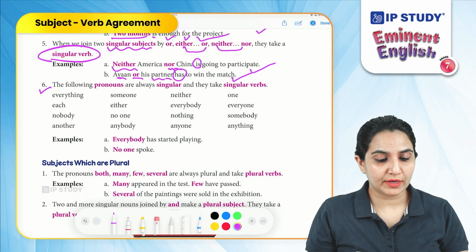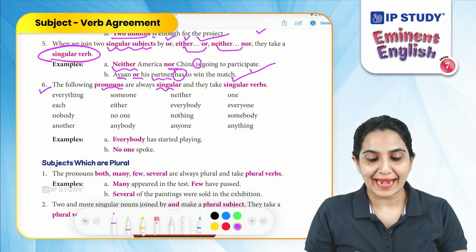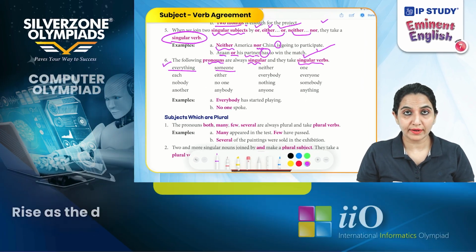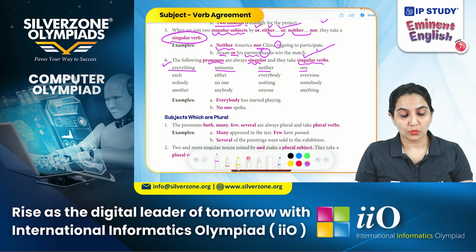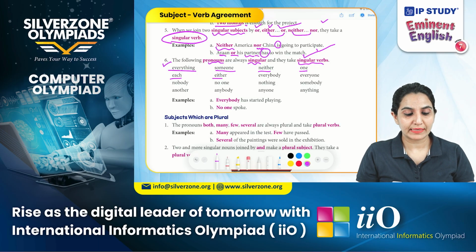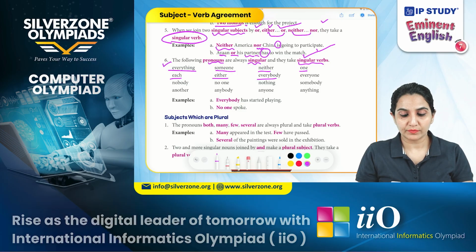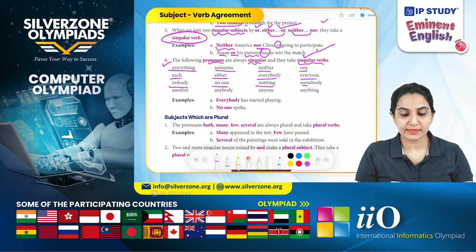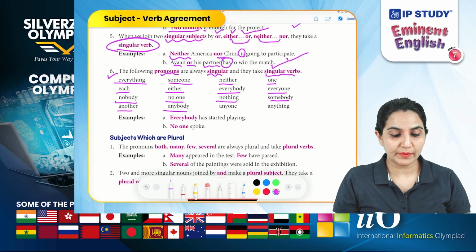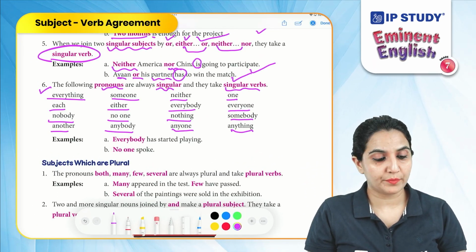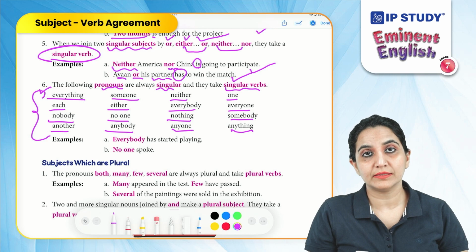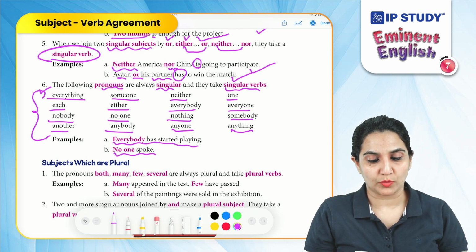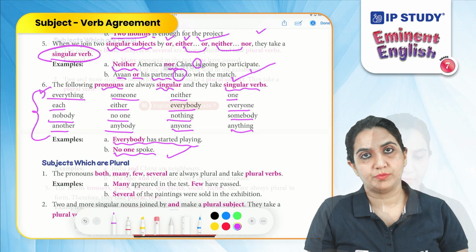The following pronouns are always singular and they take singular verbs: everything, someone, neither, one, each, either, everybody, everyone, nobody, no one, nothing, somebody, another, anybody, anyone, anything. All of these pronouns are always considered singular. "Everybody has started playing, no one spoke." So they take singular verbs.